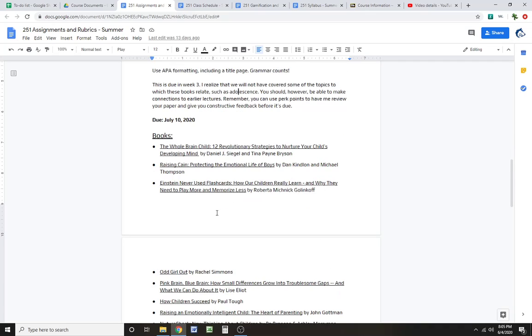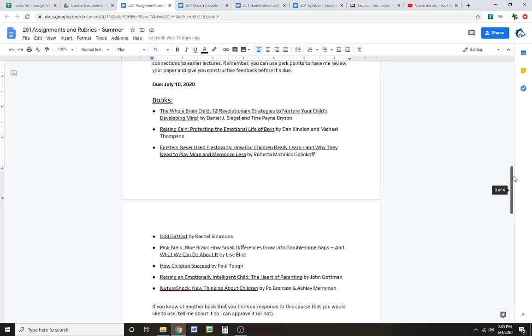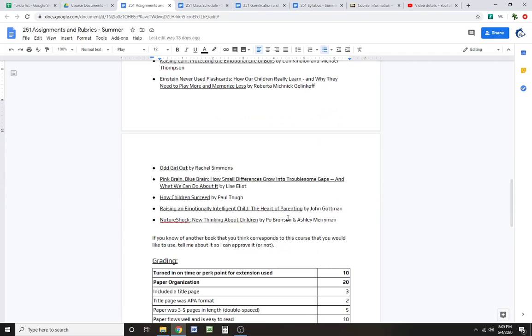And then again, I've given you a list of books. If you are confused and you don't know which book you want to read, the one I would recommend is this one. It's pretty short. I love it. It explains a lot of different areas of child development. I recommend this book to everybody. It's just the neuroscience of child development. So if you don't know which one to pick, that's the one I would recommend. But please look up these other books and choose whatever speaks to you, what you want to learn more about. And if you have another book you want to use, let me know.